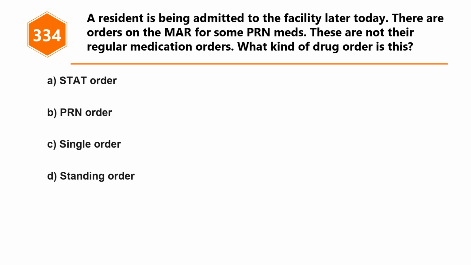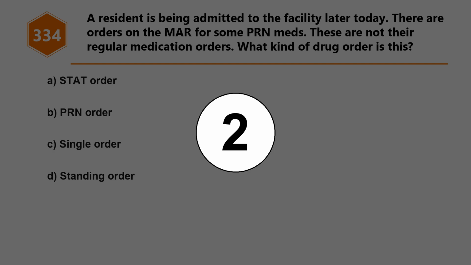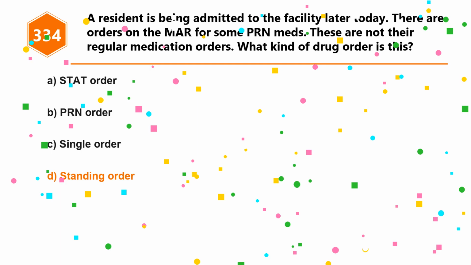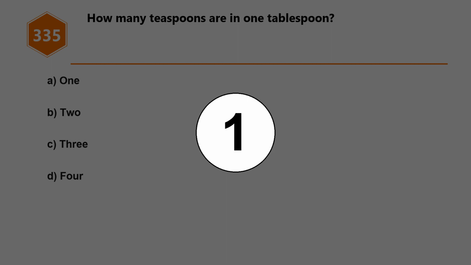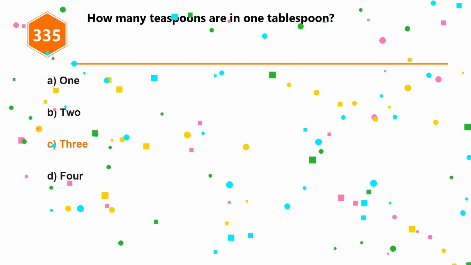Question 334. A resident is being admitted to the facility later today. There are orders on the MAR for some PRN meds. These are not their regular medication orders. What kind of drug order is this? Option A, stat order. Option B, PRN order. Option C, single order. Option D, standing order. The correct answer is option D, standing order. Question 335. How many teaspoons are in 1 tablespoon? Option A, 1. Option B, 2. Option C, 3. Option D, 4. The correct answer is option C, 3.